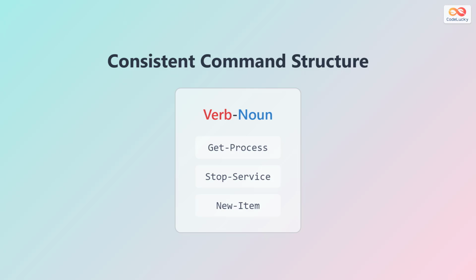One of PowerShell's greatest strengths is its consistent command structure. All PowerShell commands follow a verb-noun pattern, making them intuitive and easy to remember. For example, Get-Process retrieves process information, Stop-Service stops a service, and New-Item creates a new item. Once you understand this pattern, learning new commands becomes much easier.